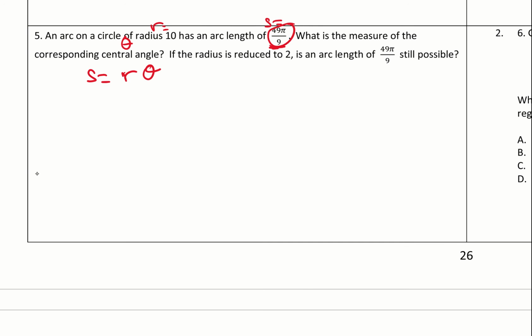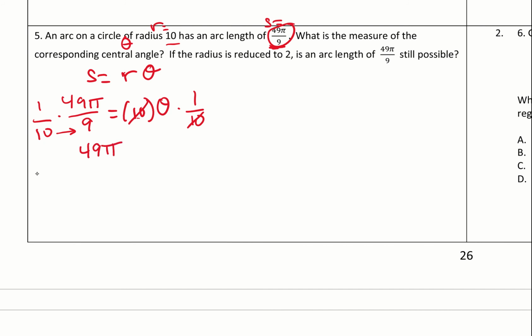Okay, so the arc length is 49 pi over 9, and the radius is 10. And so you're going to divide by 10 on both sides to get rid of it. This is the same thing as multiplying by 1 over 10. So that's what I'm going to do, where the 10 is on the bottom, so it cancels. So I'm going to multiply by 1 over 10, and 10 times 9 is 90. So this is going to be 49 pi over 90 is equal to theta. And so there's my central angle.